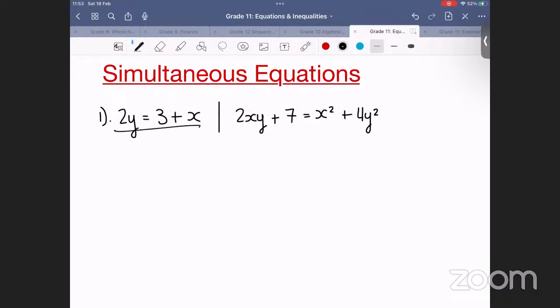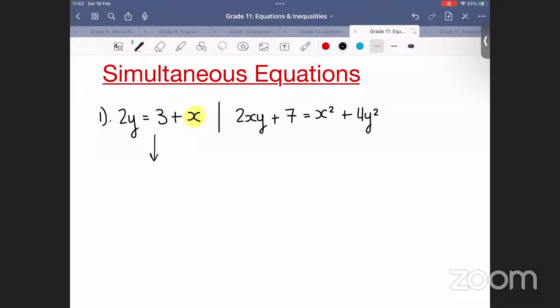However, let's look on this side. This one is not so bad. It just has a coefficient. But if we look at x, it is completely alone. If there is a variable in a question that is completely alone, always leave that one alone. It's always going to be easier. So let's do that.